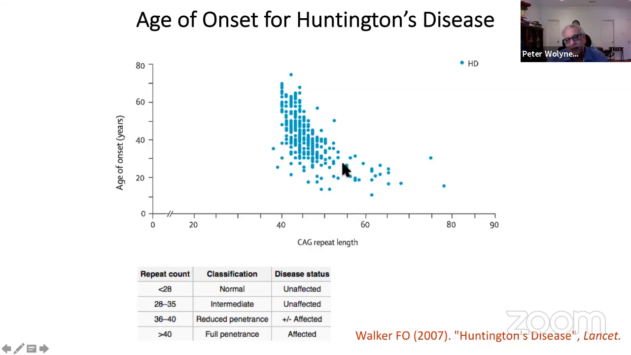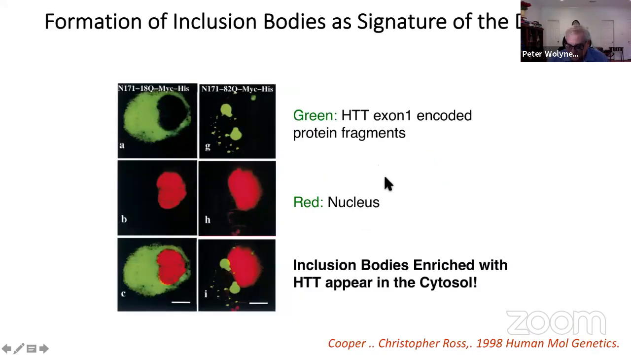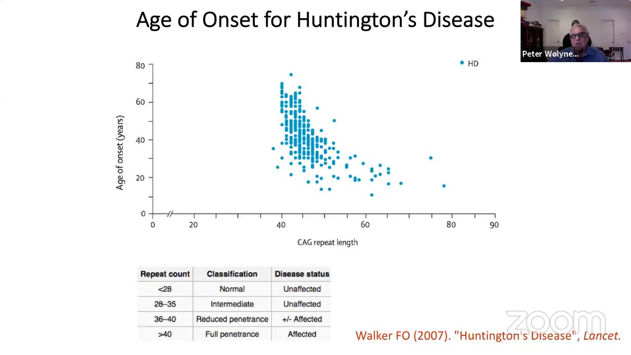If you get longer and longer repeats, the onset is earlier. Actually, one of the ways in which it was found were these people in Venezuela, a whole village of people there have very, very long repeats. And they get it at a very, very sadly early age. So this is a disease which is caused by polymer physics.